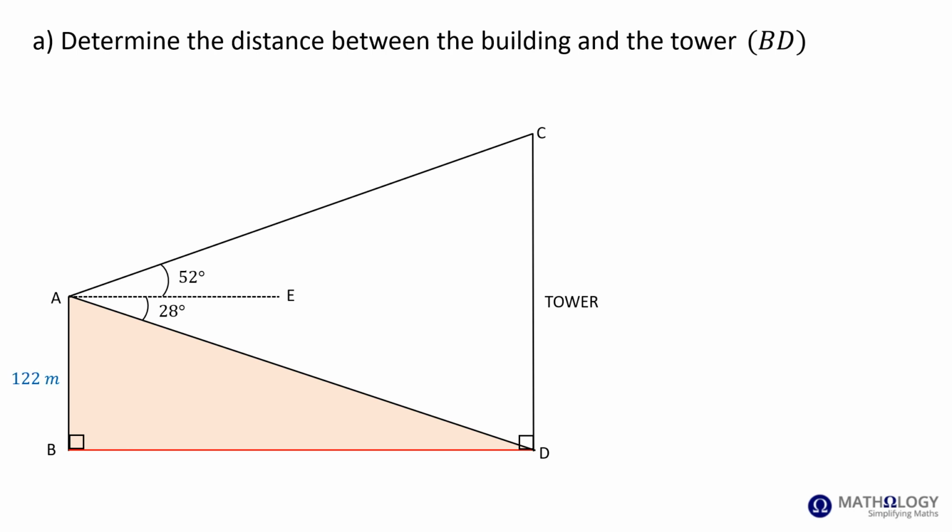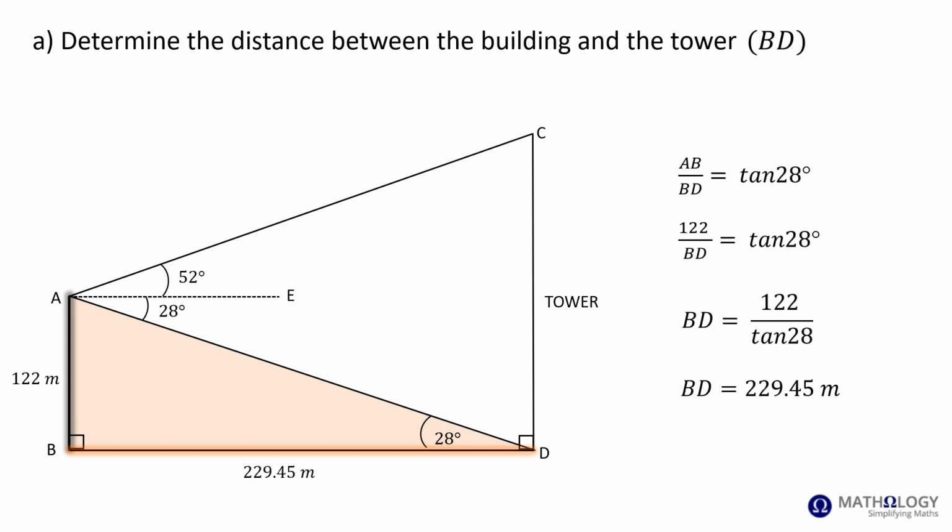To use a trigonometric ratio in triangle ABD, we will need to know the size of an acute angle. Angle ADB equals 28 degrees, since it is alternate to angle DAE. Horizontal lines are obviously parallel to each other, which means that alternate angles are equal. In triangle ADB, relative to the angle 28 degrees, AB is the opposite side, and BD is the adjacent side. So, AB over BD equals tan 28. BD is therefore approximately 229.45 meters.